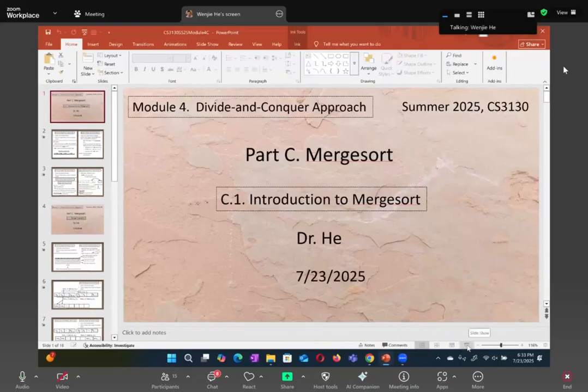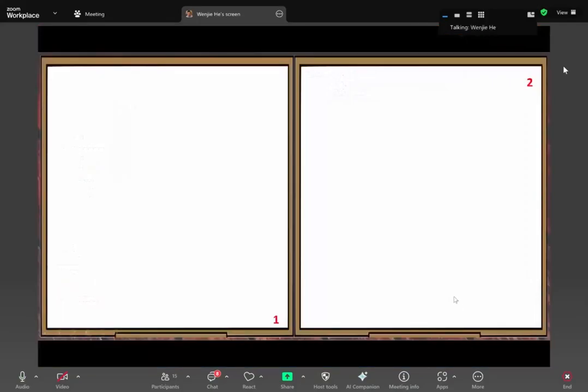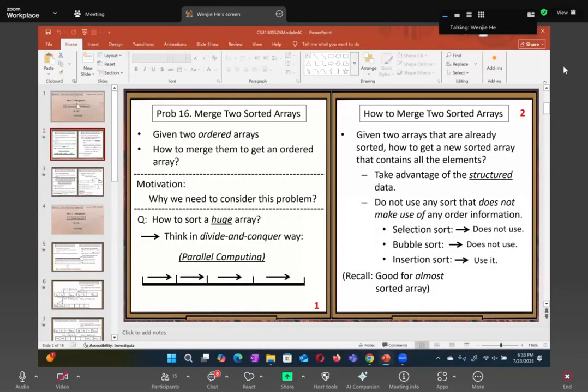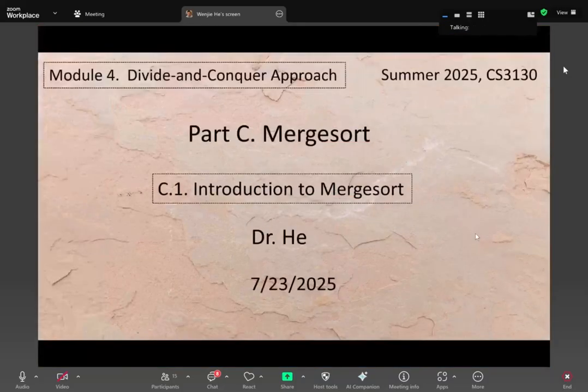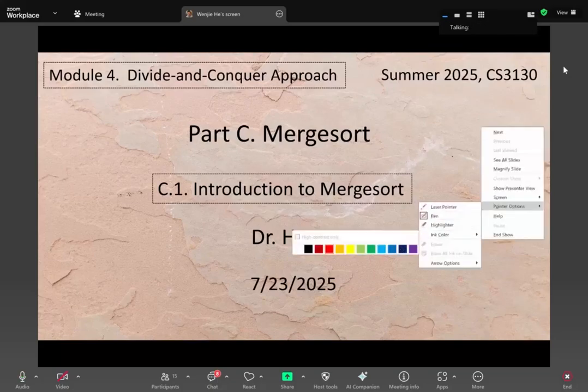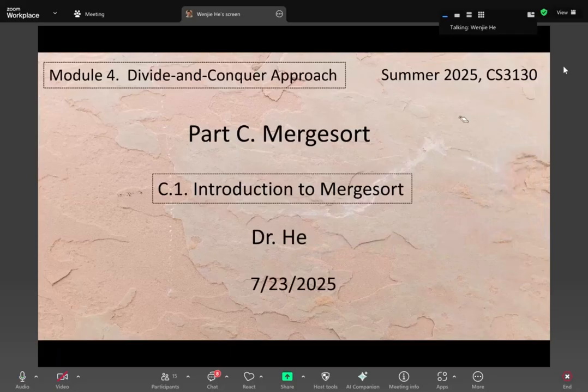Merge sort. Stay in the first slide. All right. Part C, merge sort. First, let me give you an introduction. Why do we use merge sort?